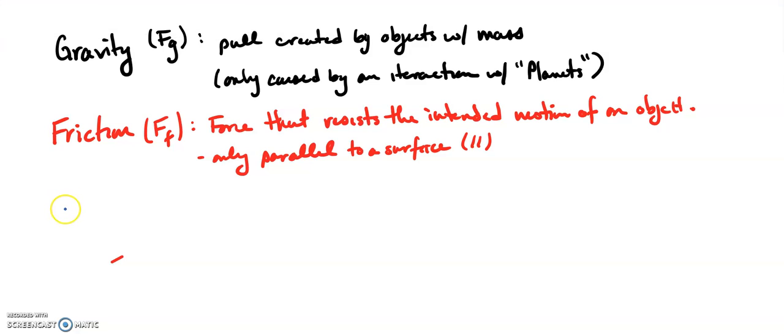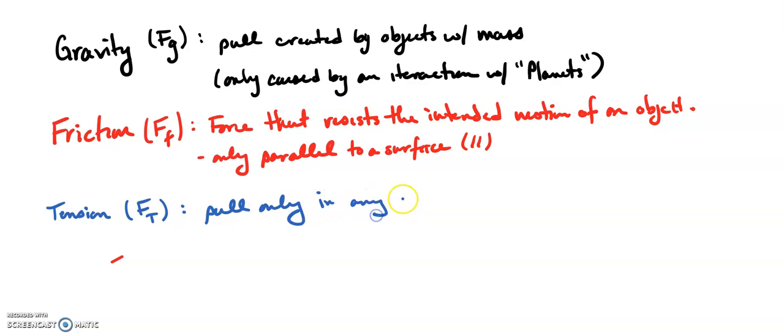We have two other forces, and so that is tension. All right, F of T. And this is a pull only, in any direction. So it's only a pull. You cannot push with tension. It's usually caused by cables and ropes and, you know, just grabbing someone by the arm and pulling on them. Okay, so tension's pretty basic, pretty straightforward.